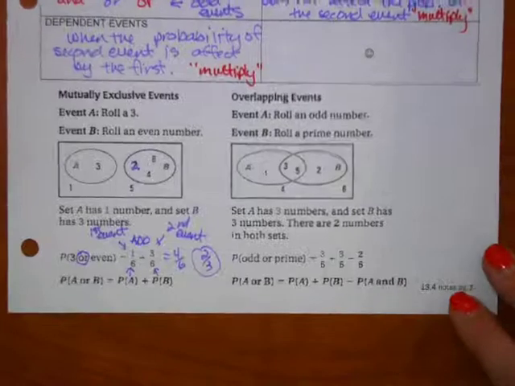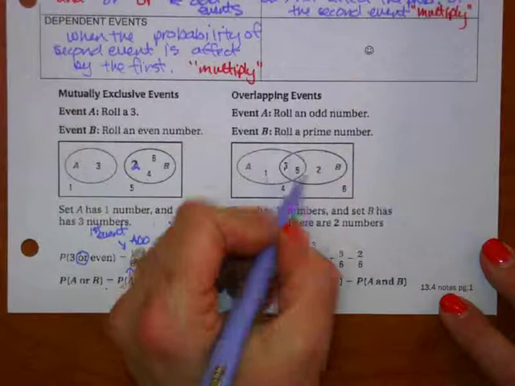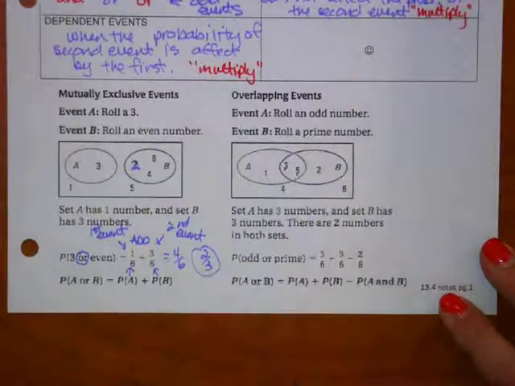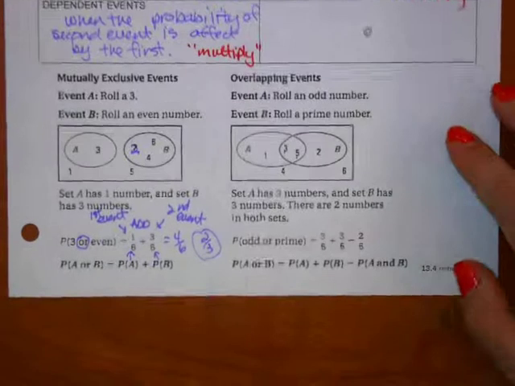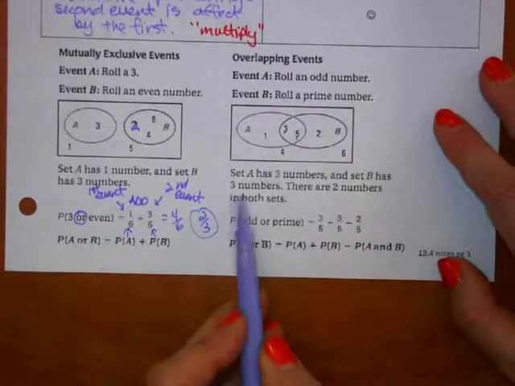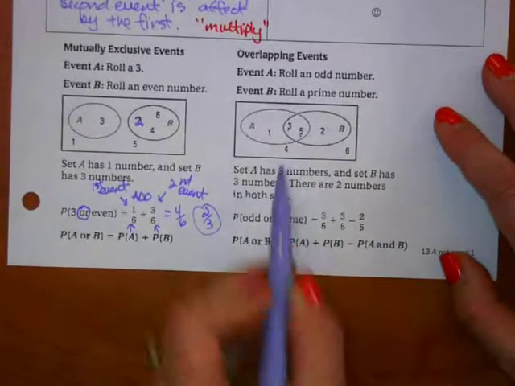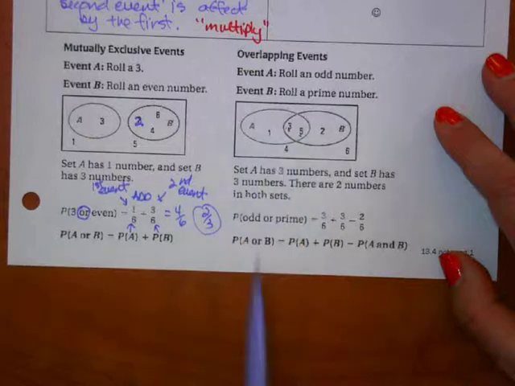Okay, let's talk about overlapping. When there's something that occurs in both of these events, here a 3 and a 5 happens in both spots. There's a 3 in set A and there's a 3 in set B. So, overlapping events. Set A has 3 numbers and set B has 3 numbers. There are 2 numbers in both of the sets.